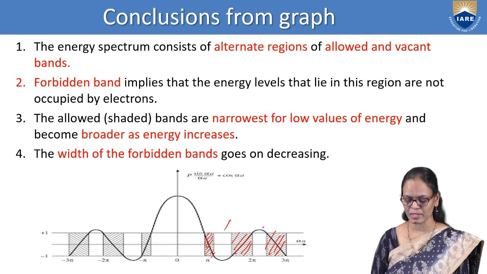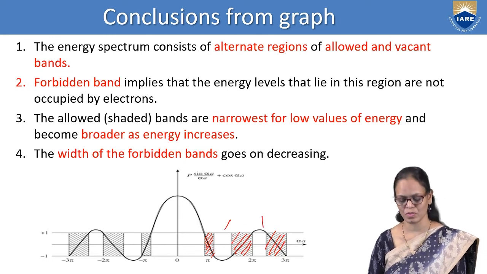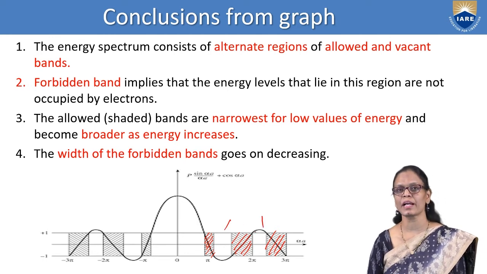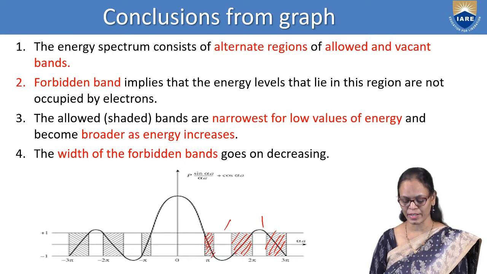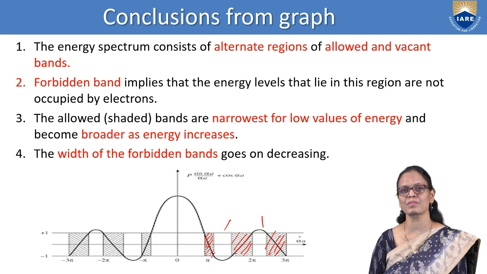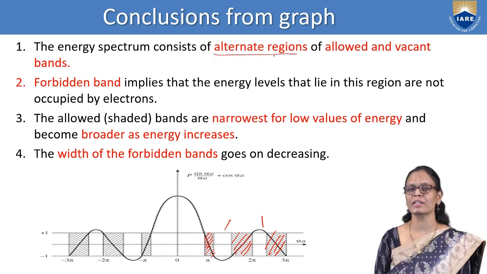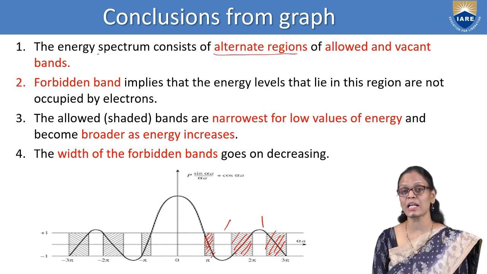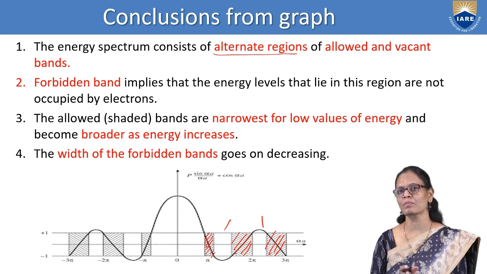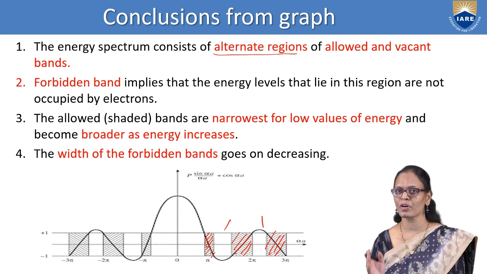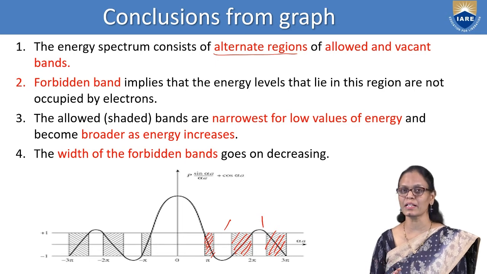And these regions are forbidden. So, where it is not shaded, they are forbidden. So, they are alternate, no? Allowed, forbidden, allowed, forbidden, allowed, forbidden. So, that is what we are talking about, alternate regions. Whenever you see the energy spectrum, what you see are some allowed bands and there are forbidden bands, and they are alternating with each other.